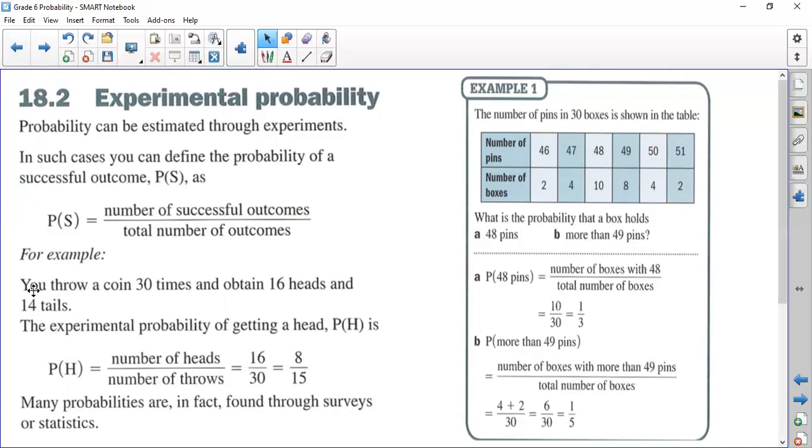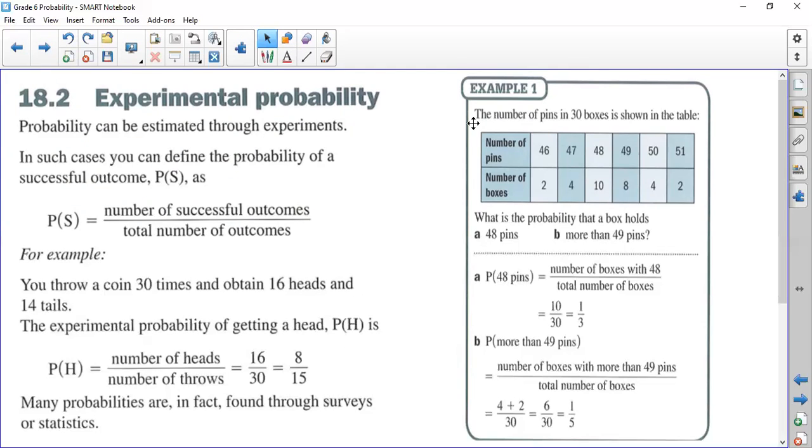For example, if you throw a coin 30 times and obtain 16 heads and 14 tails, the experimental probability of getting a head, P of head, is the number of heads, 16, over the number of throws, which is 30. So it will be 16 over 30. If you simplify it, 8 over 15. Many probabilities are in fact found through surveys or statistics.